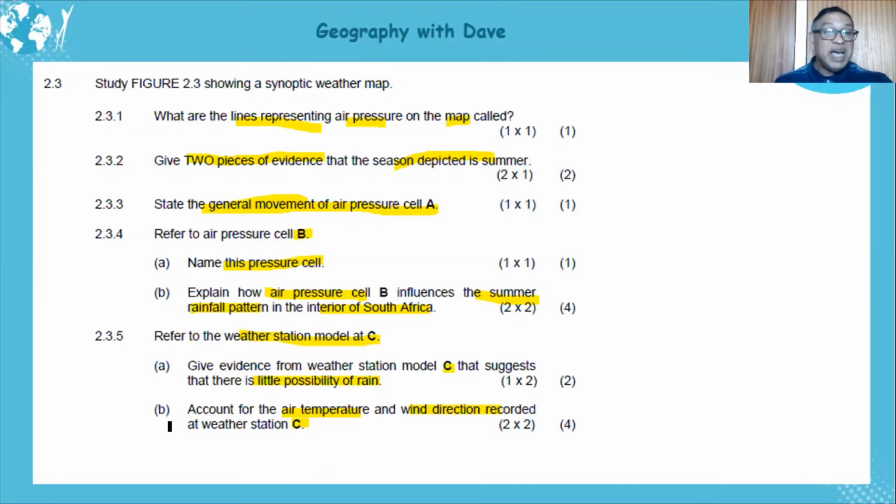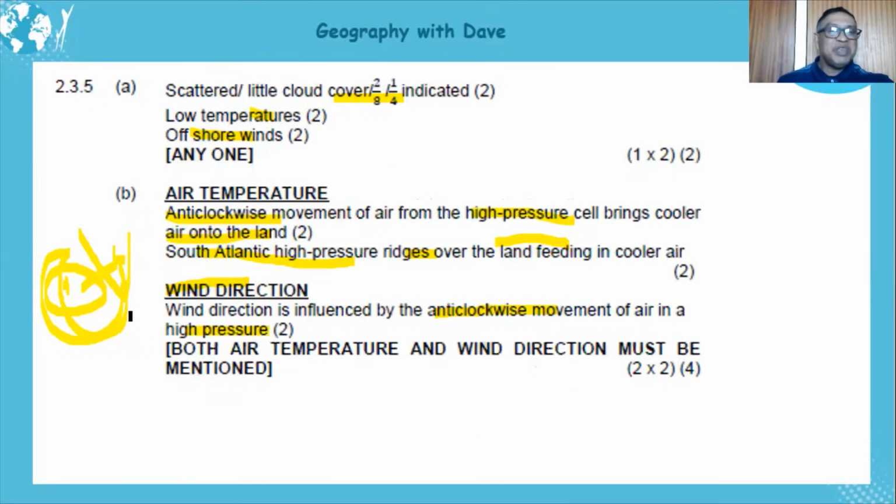The word account. Can you see it? And that is why you got the answer like that. You understand? The wind direction, anti-clockwise movement of air in the high pressure is influenced by that. It brings in cooler air on land. Can you see it? As it moves from high pressure to low, the South Atlantic high is moving. Can you see that? Okay?